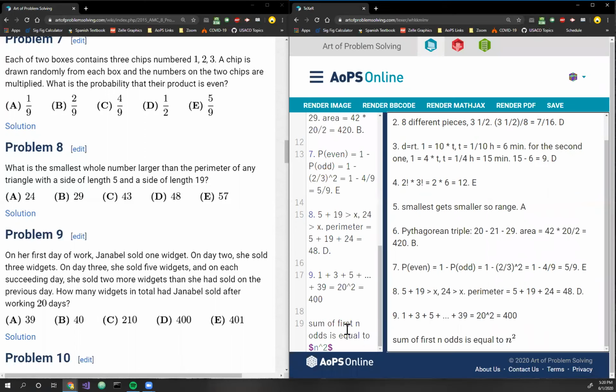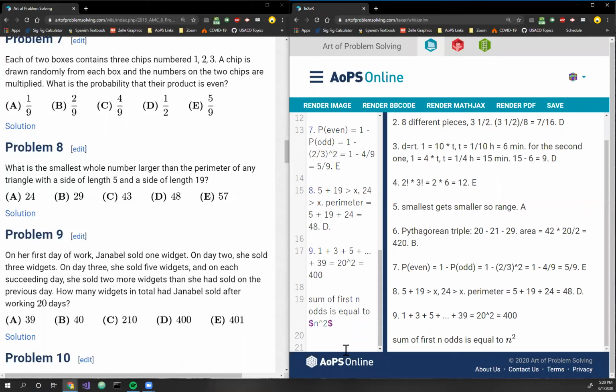All right, so basically, this is just a test of a formula, whether you know it or not. And if you don't, the way you would solve it is probably test small values. Like you replace 20 with smaller numbers, and then you find an answer.